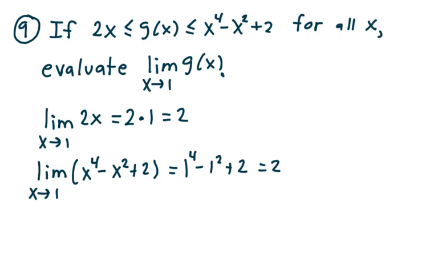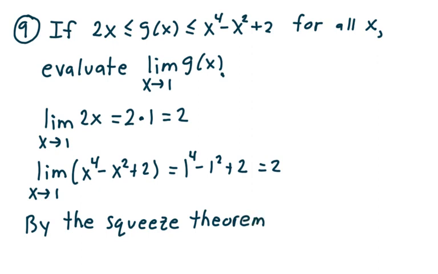And so notice how the limit as x goes to 1 of 2x is the same as the limit as x goes to 1 of x to the 4th minus x squared plus 2. We get the same answer. So by the squeeze theorem, sometimes I've heard of people calling it the sandwich theorem, but I'm going to call it the squeeze theorem here. By the squeeze theorem, the limit as x goes to 1 of g of x is also equal to 2. It has to be.